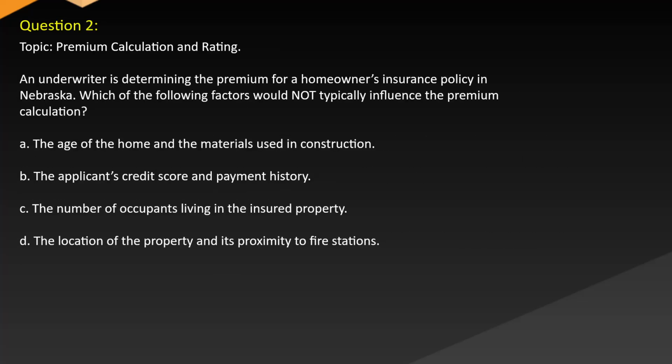An underwriter is determining the premium for a homeowner's insurance policy in Nebraska. Which of the following factors would not typically influence the premium calculation? A. The age of the home and the materials used in construction. B. The applicant's credit score and payment history. C. The number of occupants living in the insured property. D. The location of the property and its proximity to fire stations.